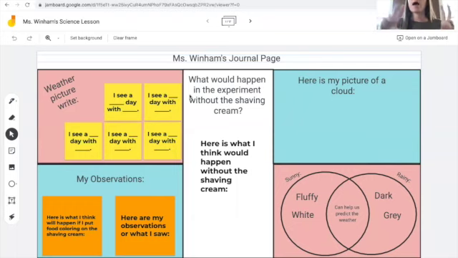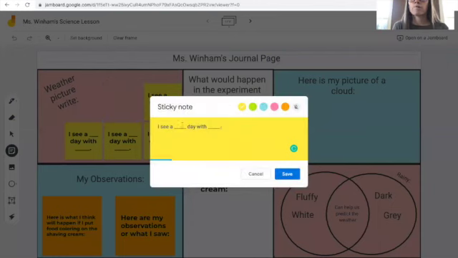We're going to have a virtual science journal. So this is what everybody's science journal looks like, except for your name. It's at the top of this journal page. And what we just did is the weather picture. So just like we did last time, you're going to click on these sticky notes and fill in these blanks. One of my blanks was, I see a sunny day with some clouds.